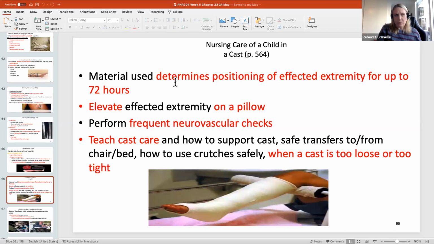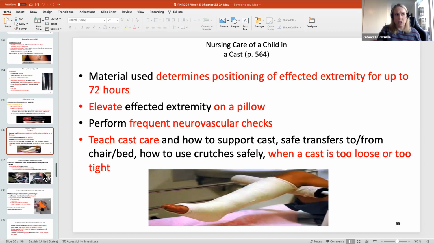So, if at all possible, they should be keeping that elevated for 72 hours. They can use pillows, etc. And then as a nurse, you need to make sure you're teaching them cast care at home.